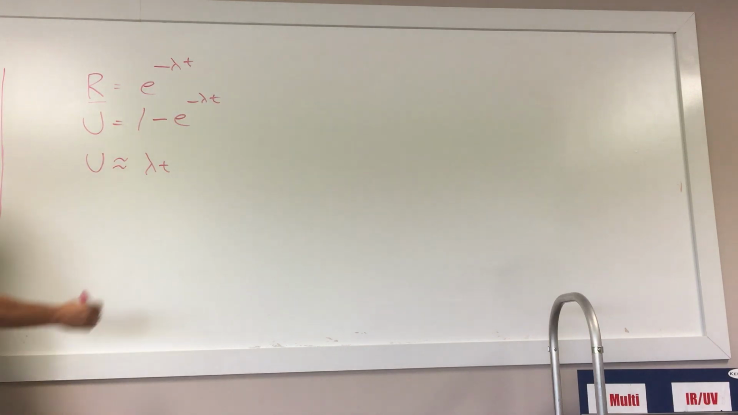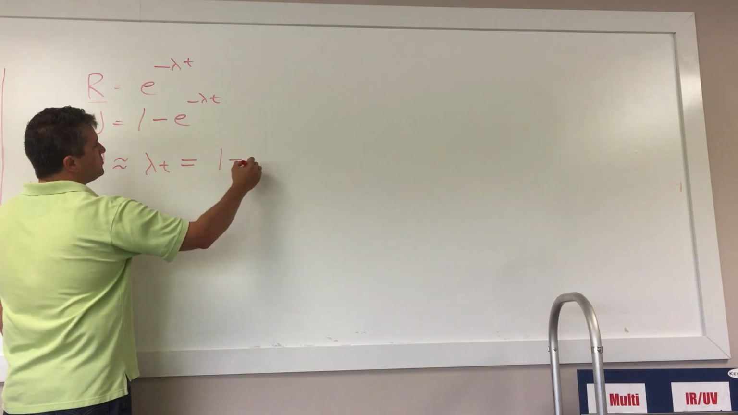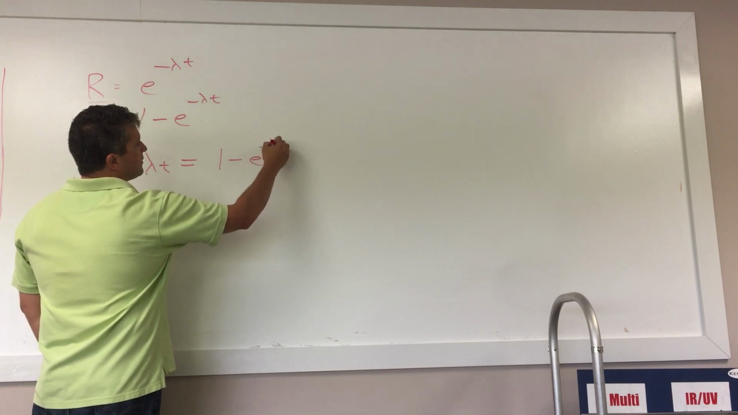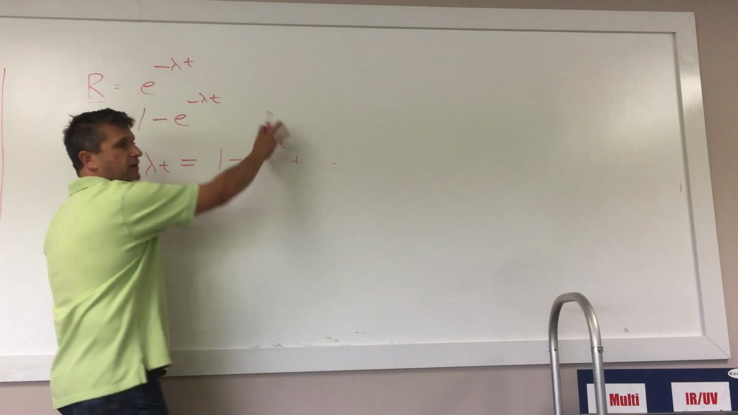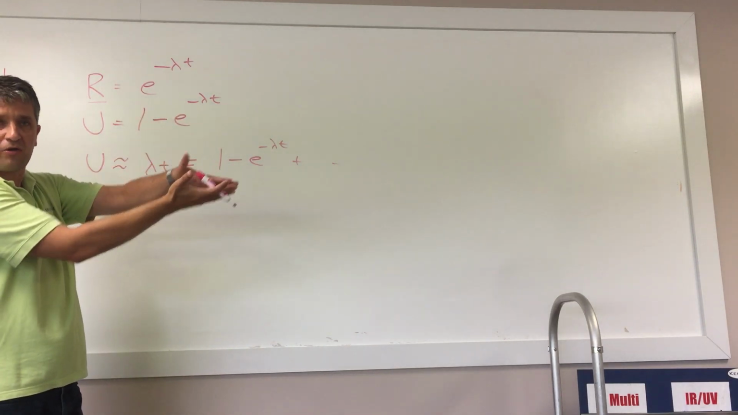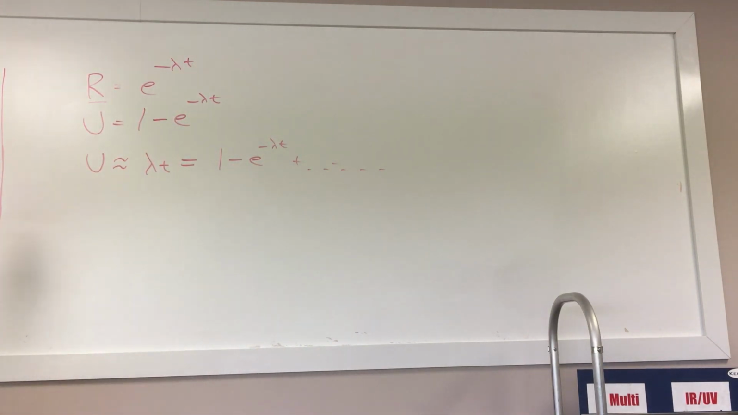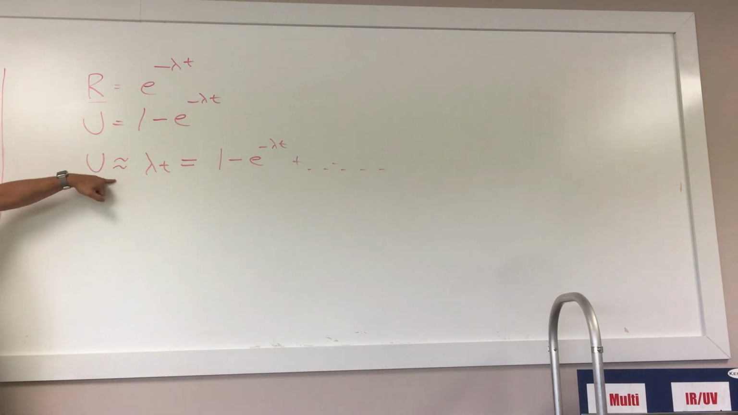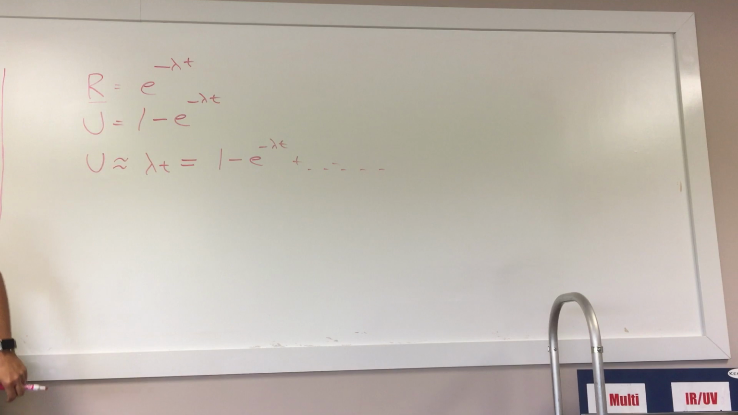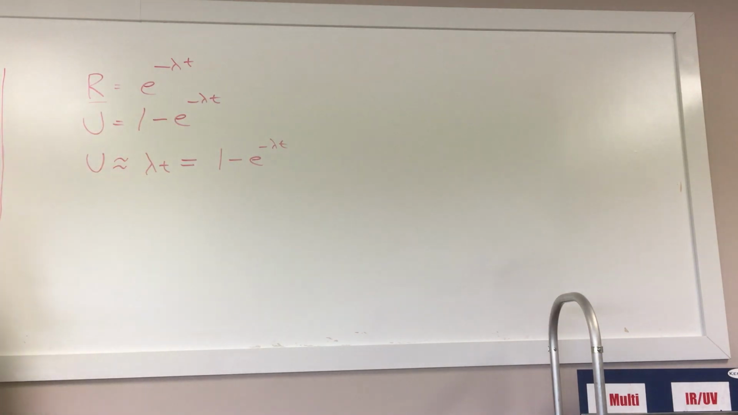And I can say that because 1 minus e to the minus lambda t is actually equal to an infinite series called the Maclaurin series, where the first two terms are lambda t, and then there's a plus and a minus, and you start putting exponents and getting infinitely smaller terms as you expand this series out. So 1 minus e to the minus lambda t is exactly equal to the infinite series. The approximation comes from the fact that I am only looking at the first couple terms of the infinite series.